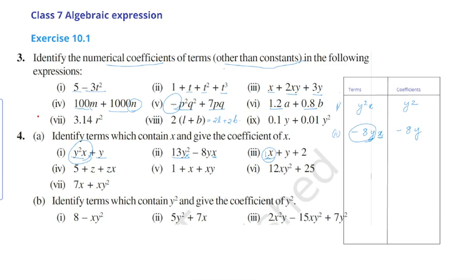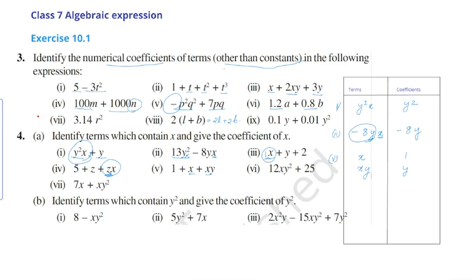Next question also, 5 plus z plus zx. Here also only third term is having x as the variable. So what is the coefficient here? Z is the coefficient. Now consider here. Here 1 plus xy. So in the fifth question, we are having 2 terms with the x as a variable. So x and xy. So we are having 2 terms here. So what is the coefficient in x in this term? 1. What is the coefficient in here? So y.